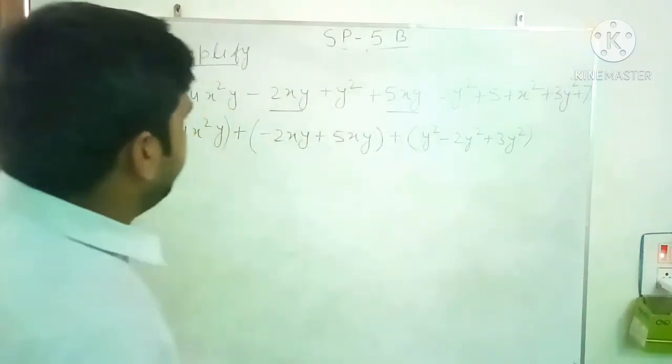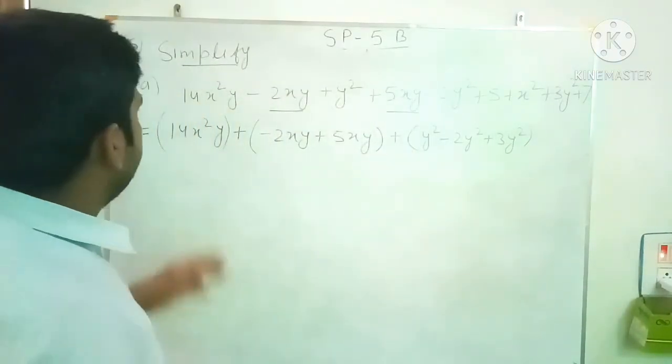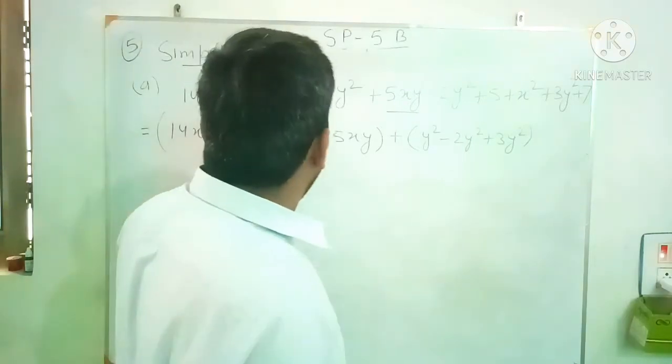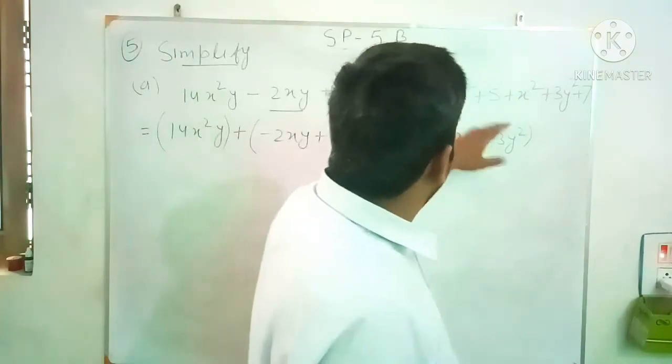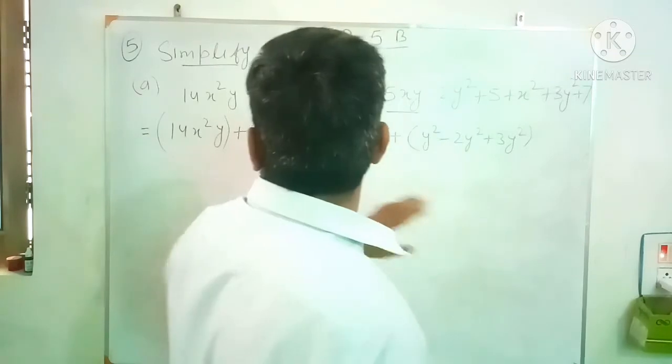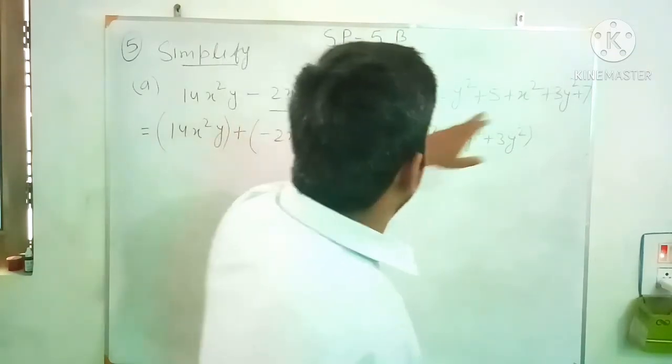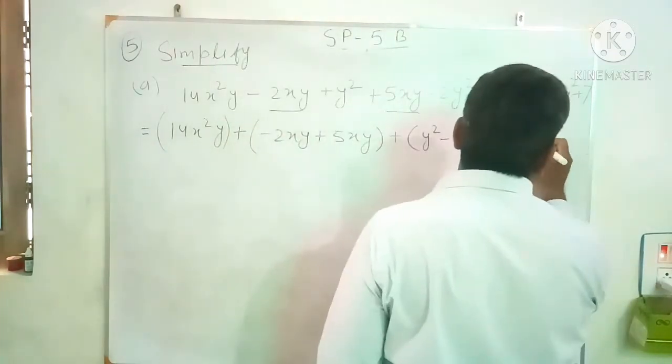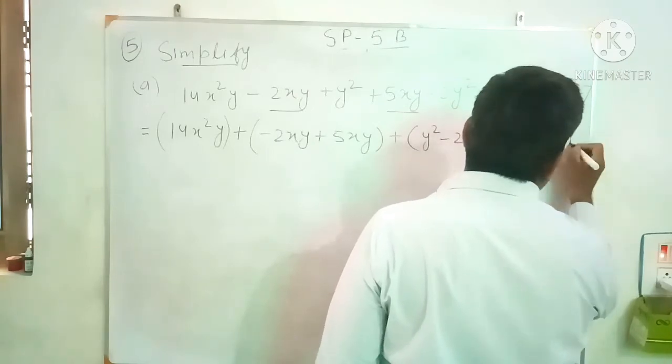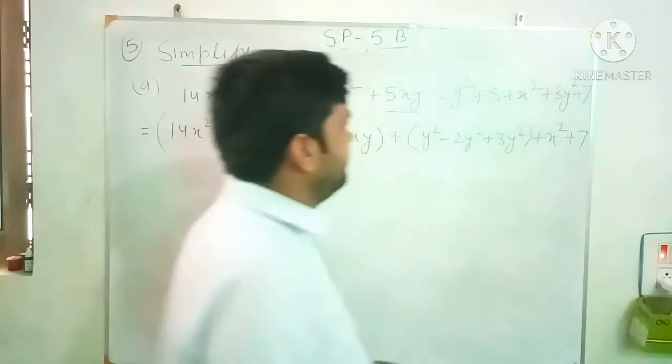So next we create the group of terms containing constant numbers. How many constant numbers are there here? You find one group of x square. The term containing x square is only single, so you write only one group of x square, and there is one constant also, that is 7.